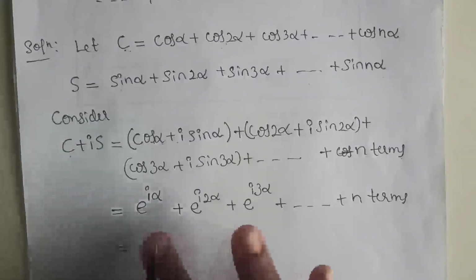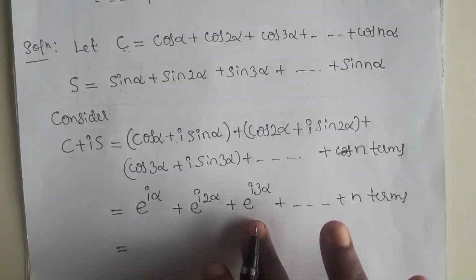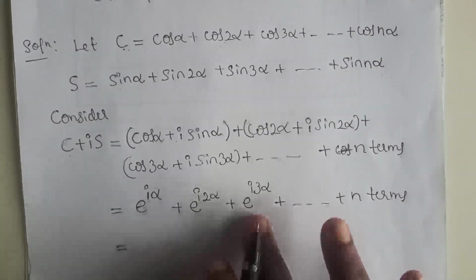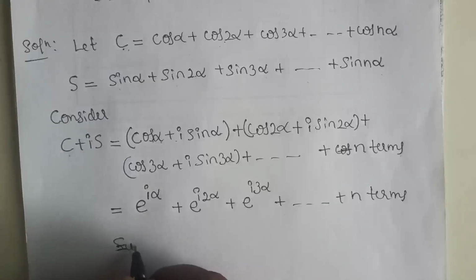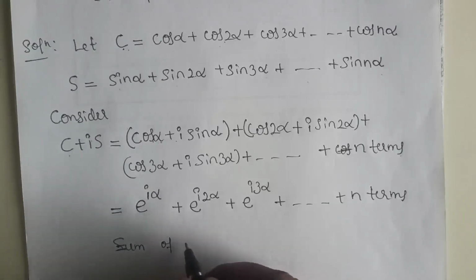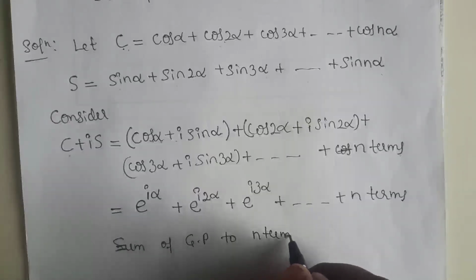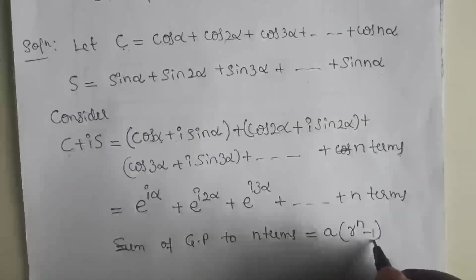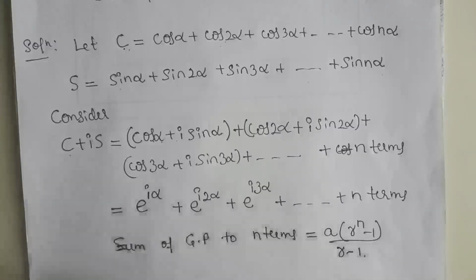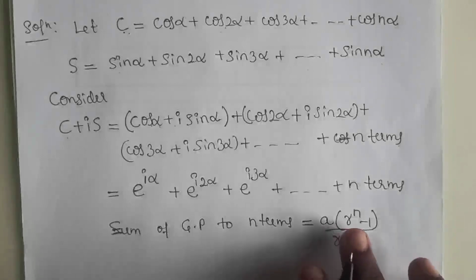Now you can observe that this is a geometric series. Therefore we use the sum of n terms of a geometric series, that is, we know that the sum of a GP to n terms is equal to a into r raised to n minus 1, divided by r minus 1. So we have this formula, where a means the first term and r is the common ratio.